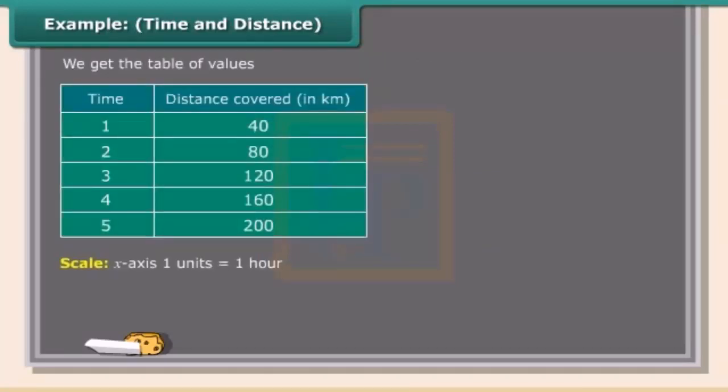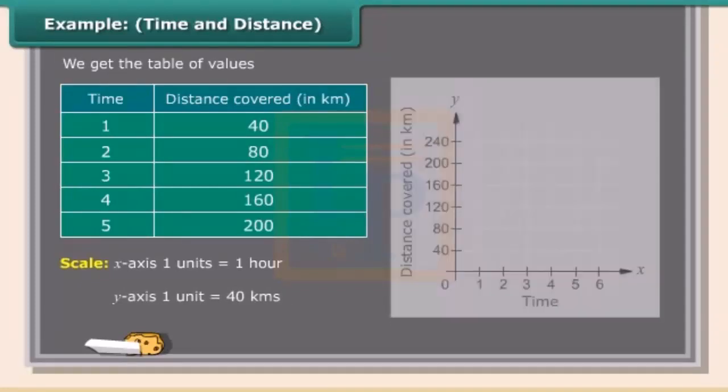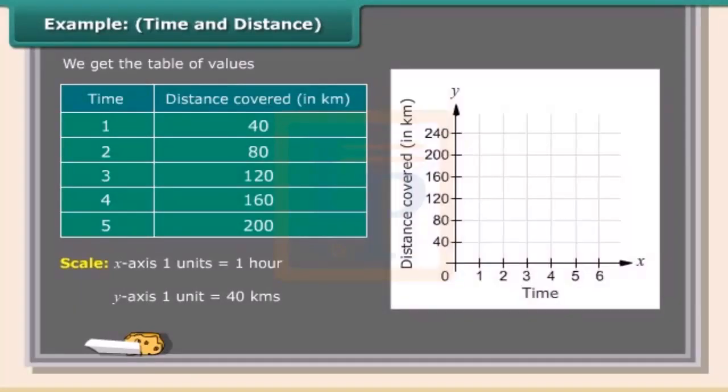Scale: x-axis 1 unit equals 1 hour. Y-axis 1 unit equals 40 kilometers. A. Mark time on the horizontal axis. B. Mark distance on the vertical axis. C. Plot the points (1, 40), (2, 80), (3, 120), (4, 160), (5, 200). D. Join the points. We get a linear graph.